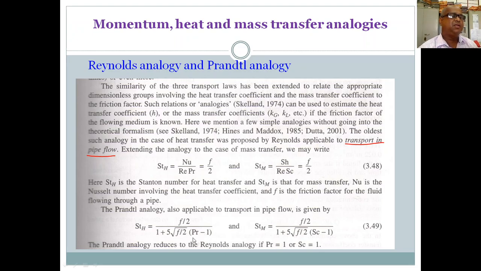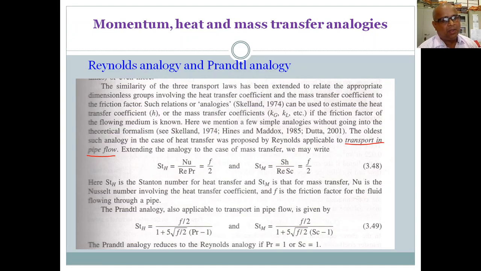And if you see, interesting point, if the Prandtl number equals 1, that term will not be there. So then the Stanton number for heat equals f by 2, in terms of the Reynolds number. Again, if the Schmidt number equals 1, then the Stanton number for mass will be f by 2. So this statement is applicable when the Prandtl number and Schmidt number equal 1, and then this Prandtl analogy will be the Reynolds analogy.